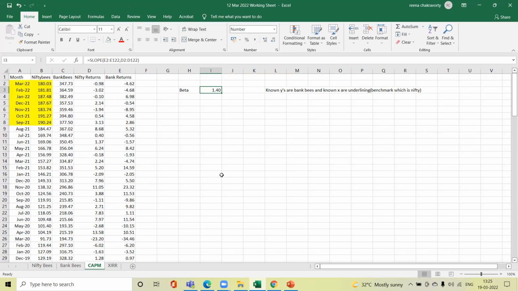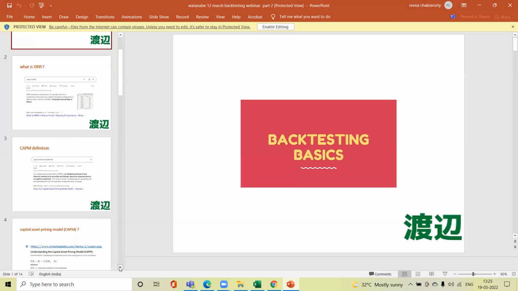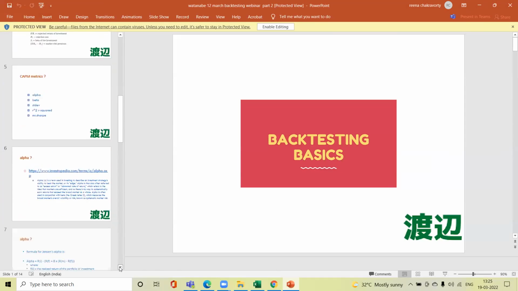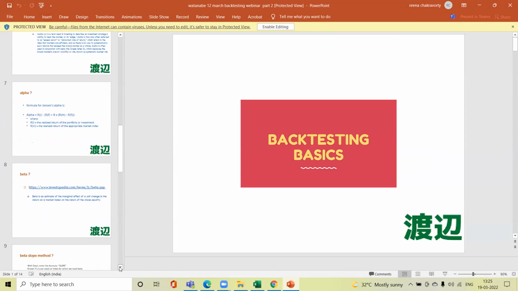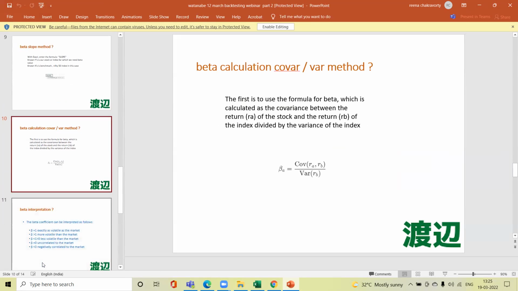Now open the slide deck. Yeah. Beta slope method, that's how we calculated. So for the Bank Nifty on a monthly time frame, we got a beta of 1.4. What does it mean? Come down. Next slide. Next slide.